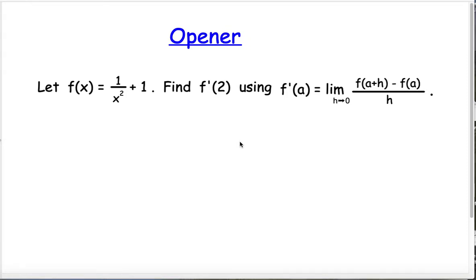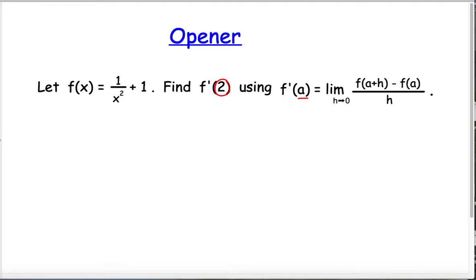All right, if I give you f of x is equal to 1 over x squared plus 1, I'd like you to find f prime of 2 using the limit definition of the derivative. f prime of a is the limit as h approaches 0 of the difference quotient, f of a plus h minus f of a all over h. So here we go. In this case, a is equal to 2.